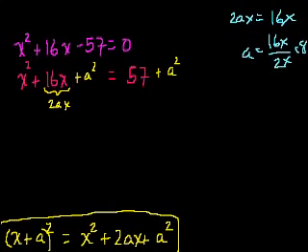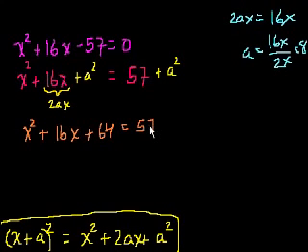So if a is 8, we could rewrite that expression as x squared plus 16x plus a squared, well, 64, because a is 8, is equal to 57 plus 64.